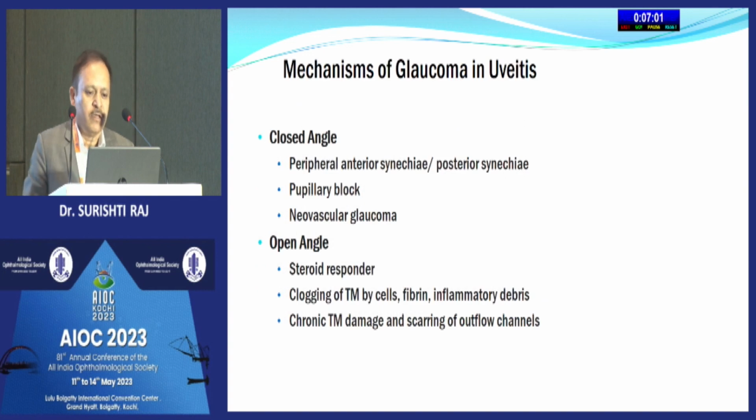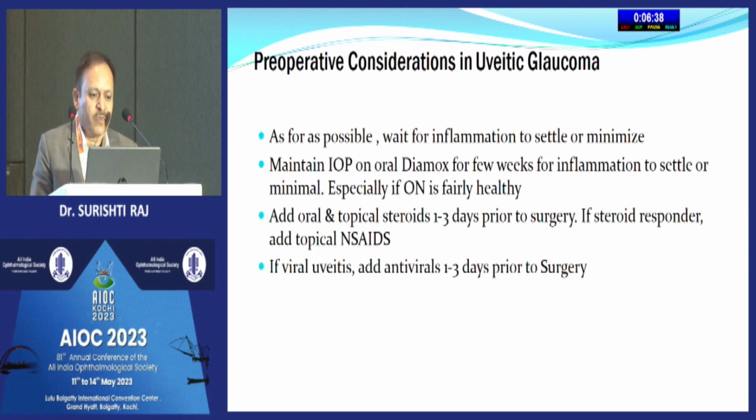success. There are two mechanisms of glaucoma: closed angle due to synechiae or pupillary block or neovascular glaucoma, or open angle seen in steroid responders, or clogging of the TM with cells, fibrin, or inflammatory debris, or chronic trabecular meshwork damage and scarring of the outflow channels.